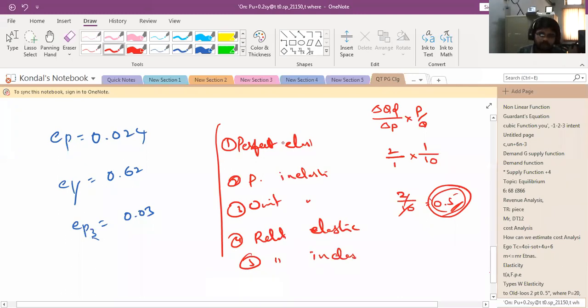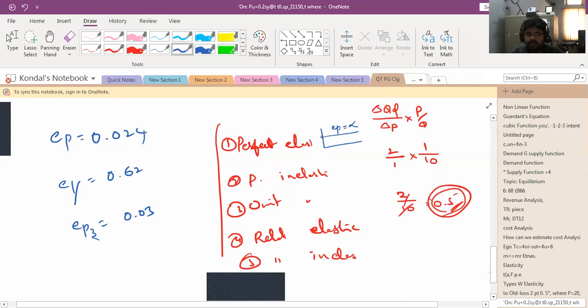So what does perfect elasticity of demand mean? At a certain price, the quantity demanded always changes. For example, the curve for perfectly elastic demand is horizontal to the x-axis, like this. So the elasticity of price we will get here is infinity, right? At a certain price only, the quantity demanded always changes.